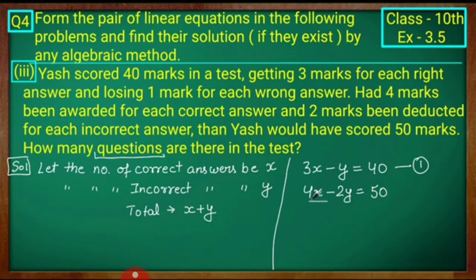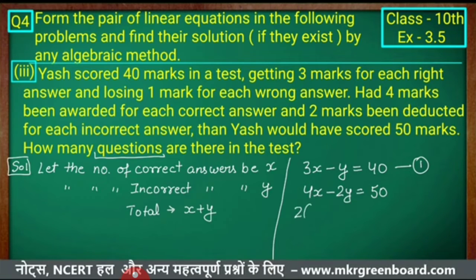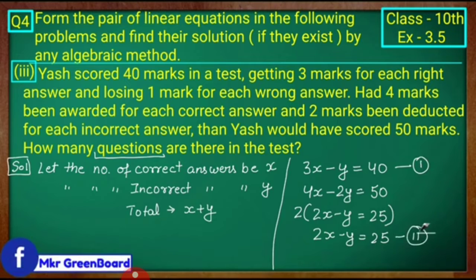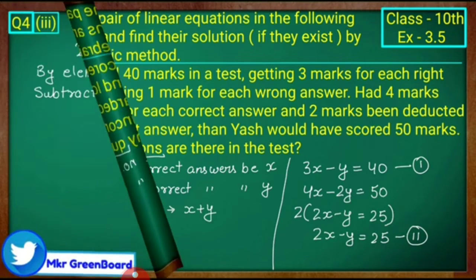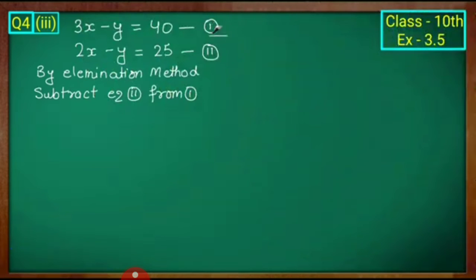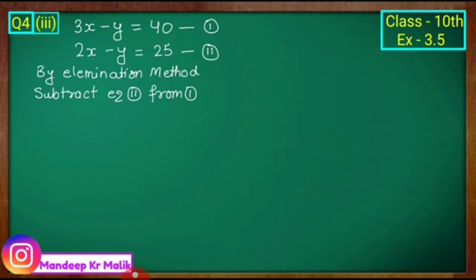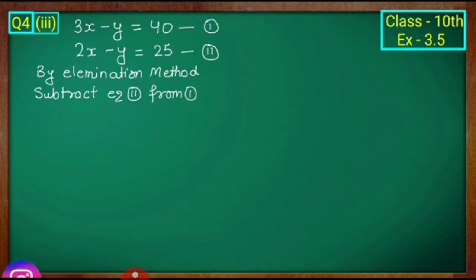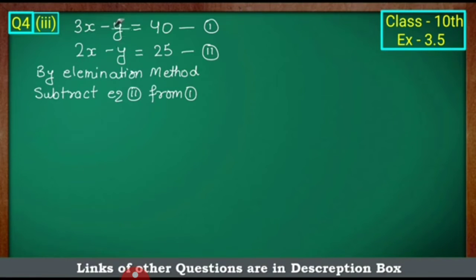From this equation you can take 2 as common and it will be left 2x minus y is equal to 25. So 2x minus y is equal to 25. That is the second equation. You can say from both the sides we divide by 2. So there are two equations, 1 and 2. By any algebraic method you solve it to find the values of x and y.